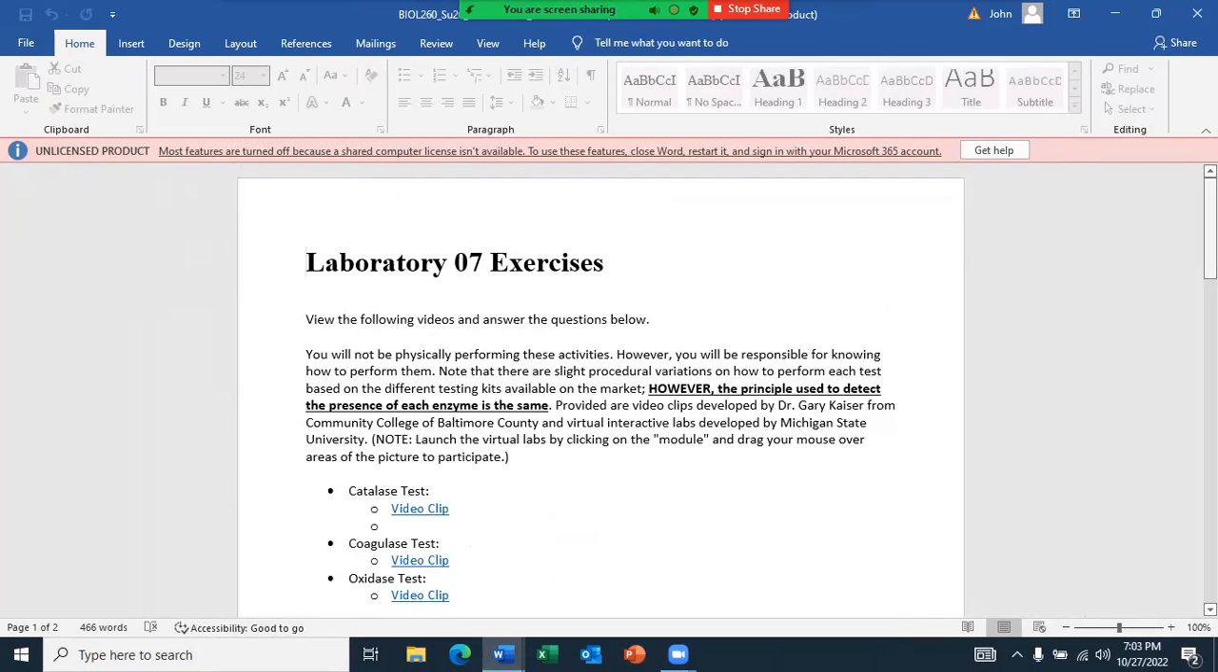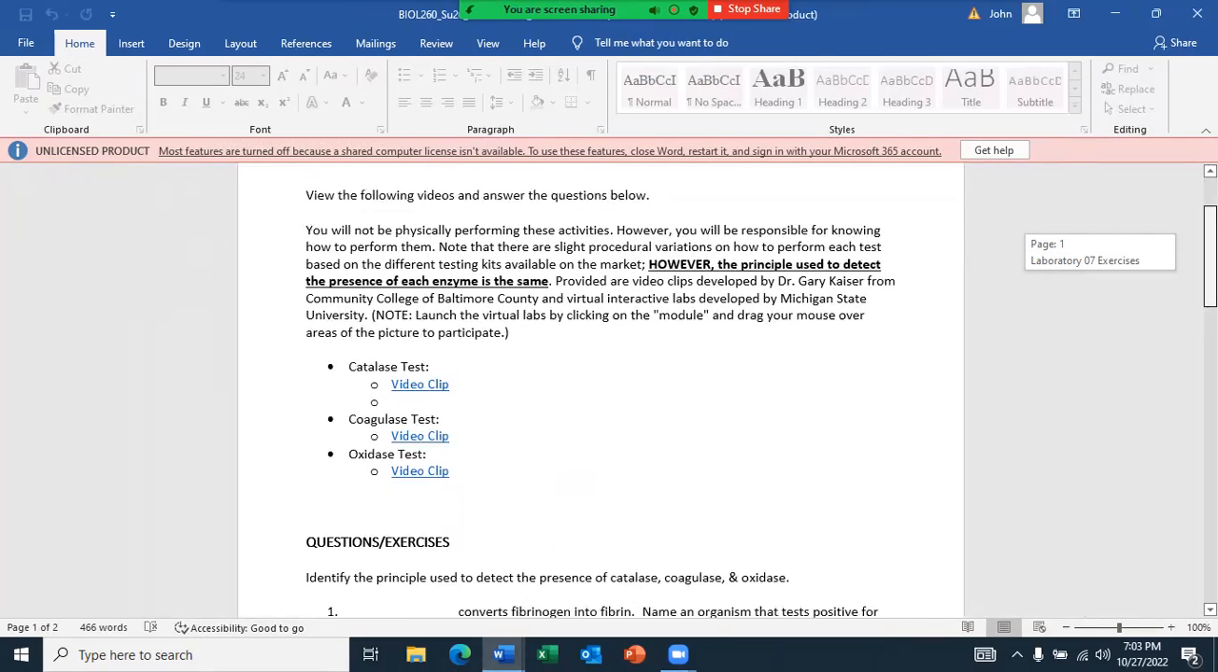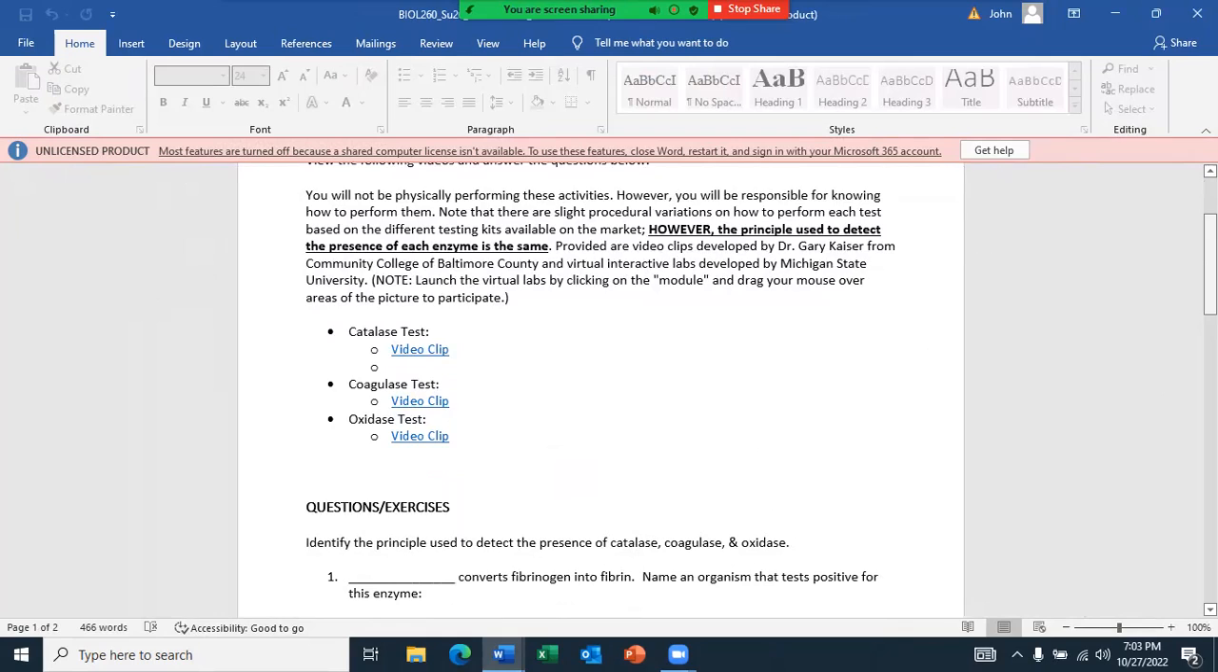So in the laboratory 7 exercises, you're not going to be performing any of these activities. However, you will be held responsible for knowing how to perform them.